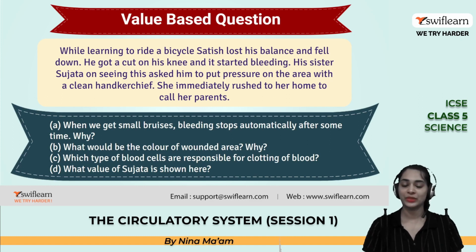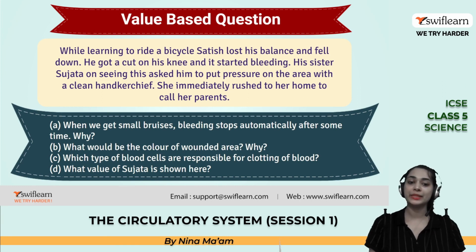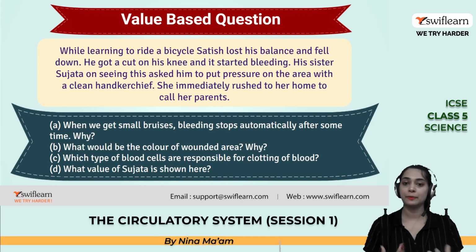Let's answer it. When we get small bruises, bleeding stops automatically after some time. Why is it happening? Because we have platelets in our blood, which produce a thick mass around the wound, so the blood flow will stop. Option B, what would be the color of the wounded area and why? In our lifetime, at least one time we get a wound, right? The wound color will be dark red, because clotting happens, that is why the color is like that.